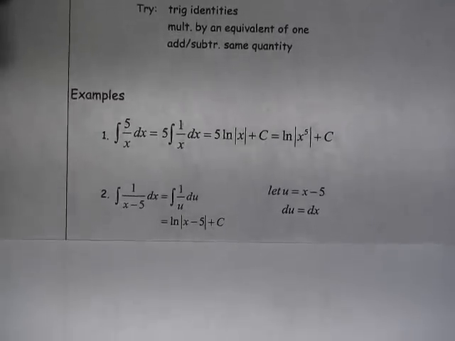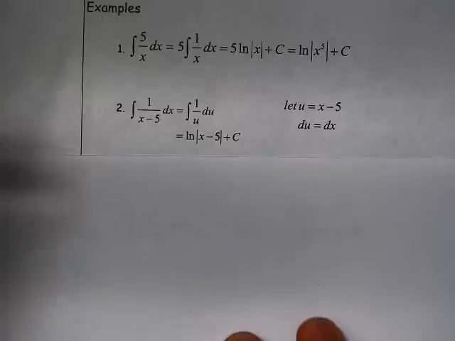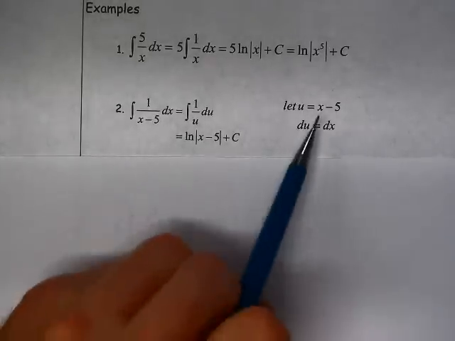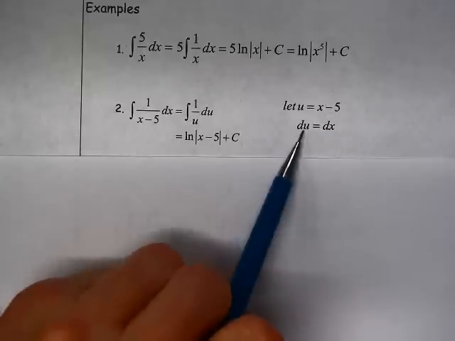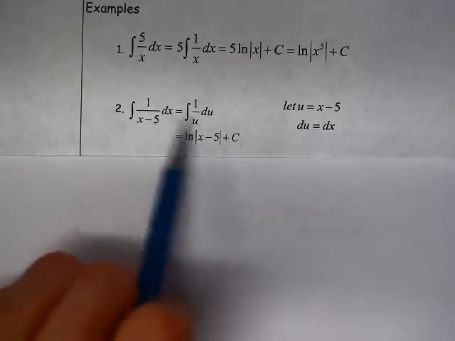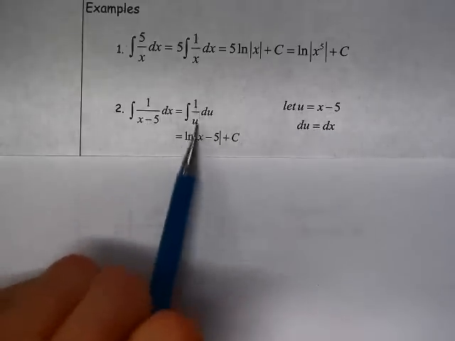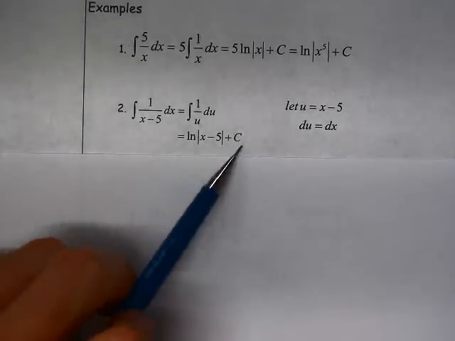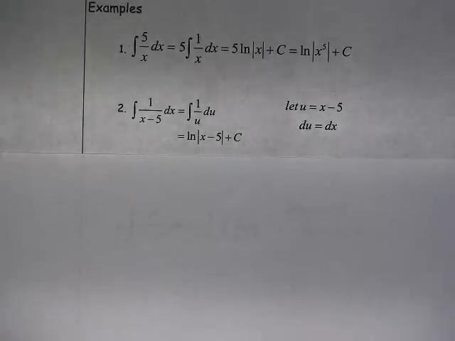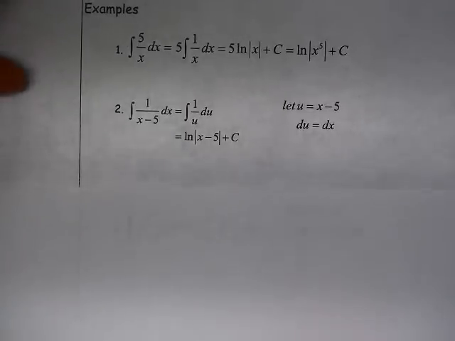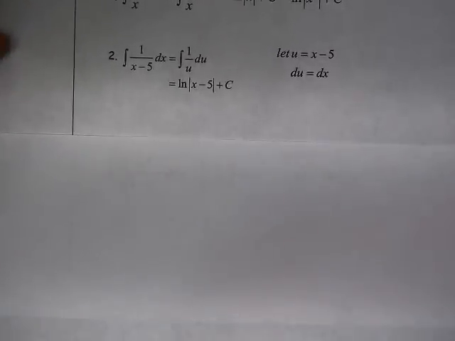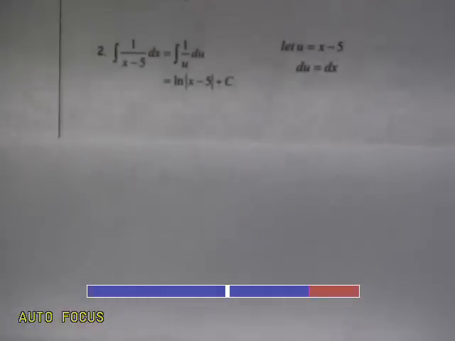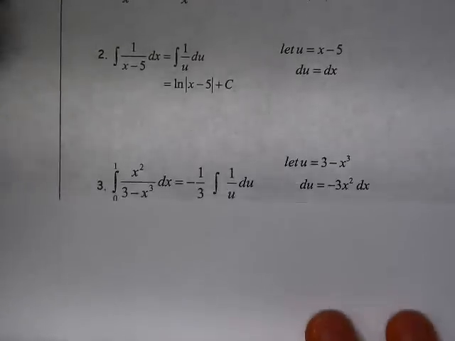The next one's also pretty straightforward. We have 1 over x minus 5 dx, and if we let u equal x minus 5, then du is just dx, and so using this u substitution, we can rewrite that as 1 over u du, and then it integrates to ln of absolute value of u plus c, and we plug that x minus 5 back in for the u. So those two are good warm-ups, a reminder about our u substitution basics, but nothing too complicated or really exciting.